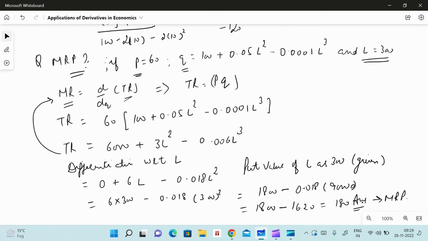I hope the concepts of slope, MR, total revenue and elasticity of demand are clear to you. In the next session, we will continue with a few more practical questions related to cost.